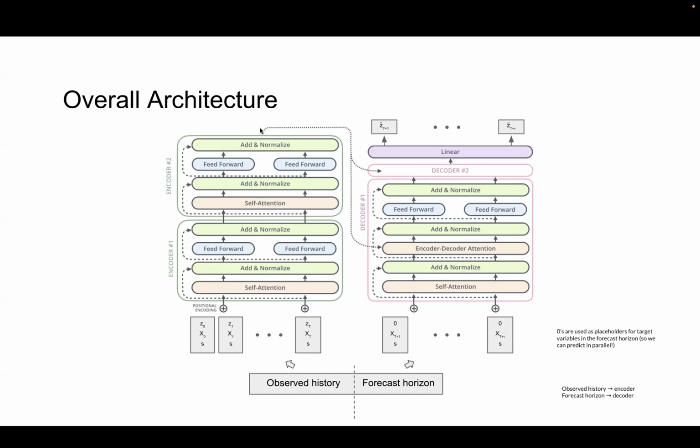So we take the outputs from the last layer in the encoder block as the keys and values for this encoder-decoder attention. And everything else will remain the same. And the output embedding from the last decoder block, we can process each time step separately using this shared linear layer into the actual predictions for target variables.